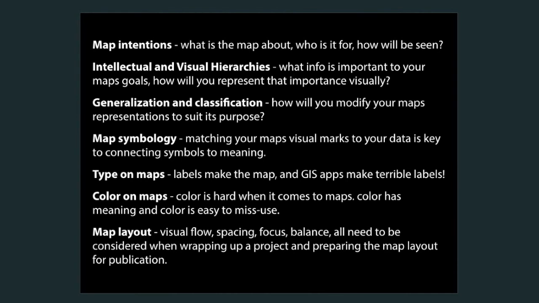Map symbology, this is kind of related to the generalization and classification. So how do you change those marks to attach meaning to the symbols that go into your map? Type or labels on maps. Labels make the map. You can have a map of only labels, and there are a lot of them. If you do a quick Google search of typology maps or label maps, you can find quite a few maps that are decent maps and communicate some, I think, specific locational information with nothing but labels. So type on a map is really important, and it's also one of the hardest things to do in a GIS, but it's worth spending a little bit of time on to improve the way default labels appear on your map.